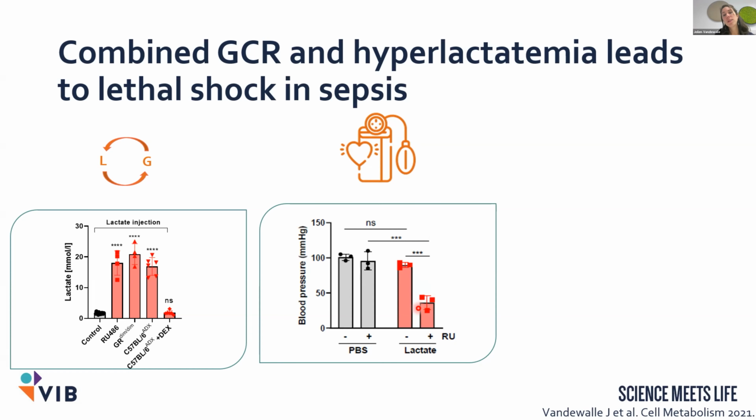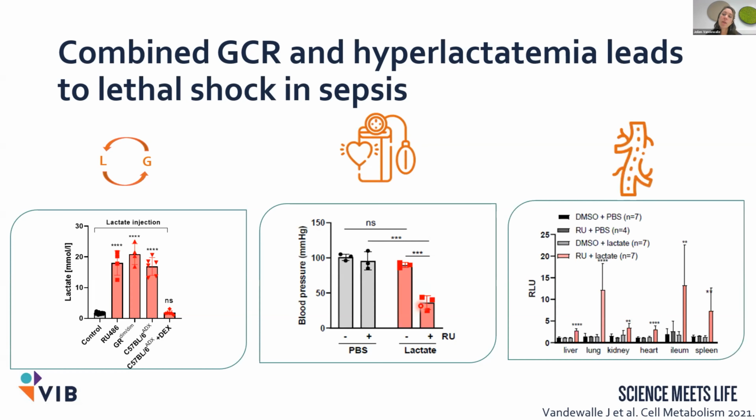One of the main causes of shock is an extended vascular permeability. We measure the vascular permeability in our mice by injecting FITC-dextran IV and then looking at the leakiness in different organs. You can see that when lactate is injected in normal mice, this does not lead to any vascular permeability.